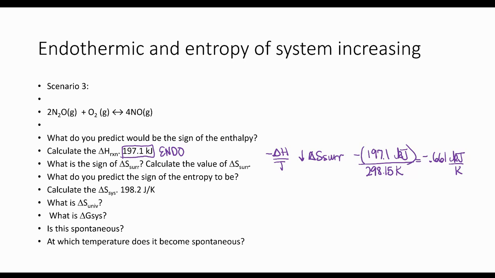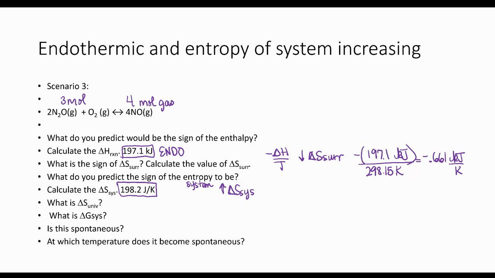What do we predict the sign of the entropy of the system to be? So let's go to our reaction. They're all gas phase. I have 3 moles of gas going to 4 moles of gas. So I predict that we'd see an increase in entropy of the system. And using thermodynamic tables from the back of the book, here would be the value that you'd get, products minus reactants, taking into account the coefficients.